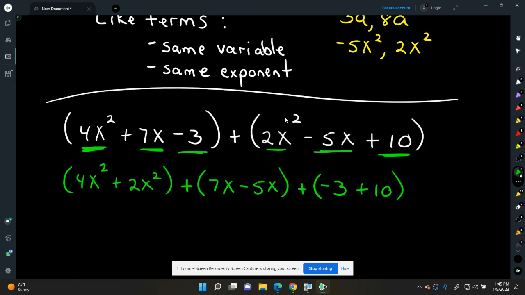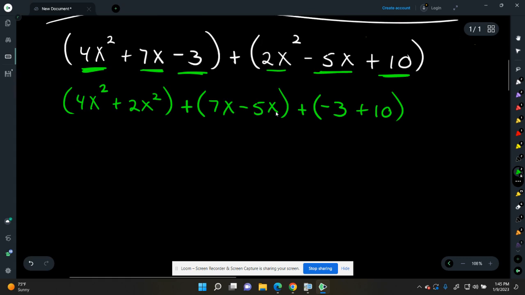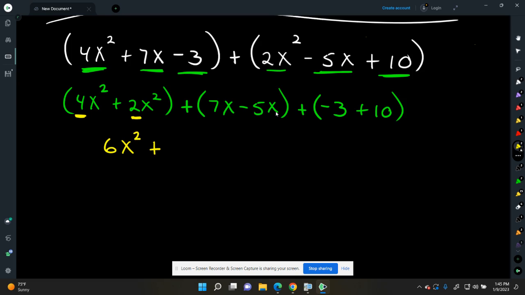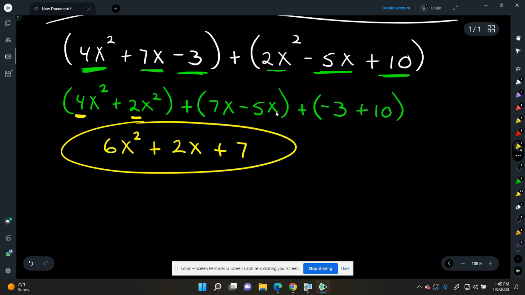So I've grouped together my like terms. Now when we add like terms, all we have to do is add the numbers in front. We do not change the exponent. So this becomes 6x squared plus, we get 7x minus 5x. What does that equal? 2x. Plus, what's negative 3 plus 10? 7. There you go. And we're finished. That's the answer.